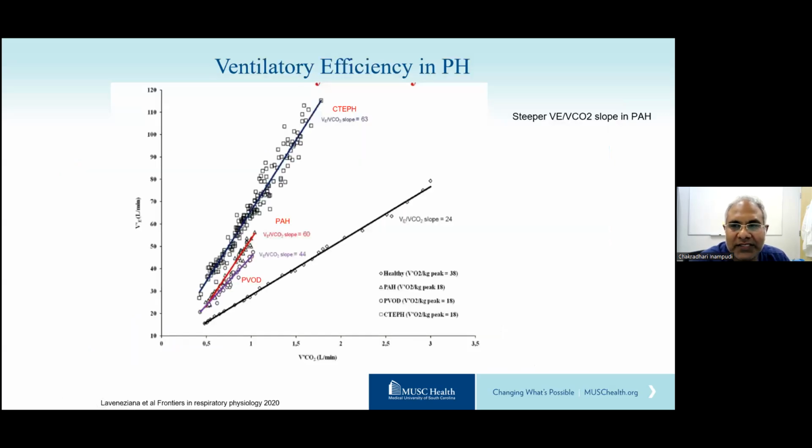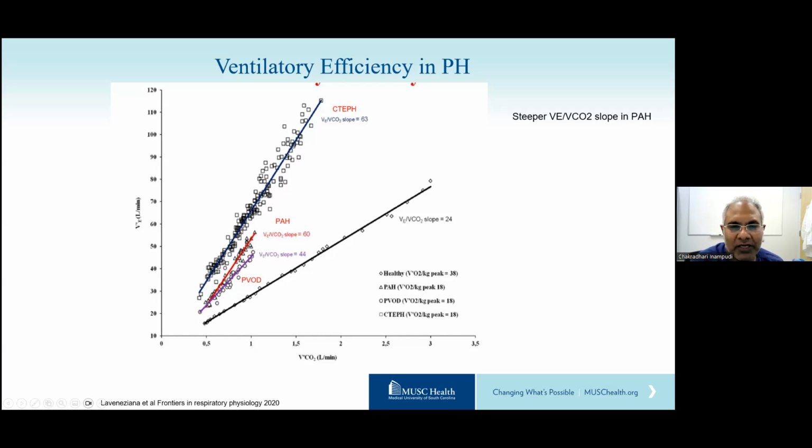When looking at the VCO2 slope, this is an example that provides us an understanding. As you could see here, this slide demonstrates the normal VCO2 slope of less than 30, as I mentioned before. And this is a patient who's got a normal VCO2 slope of 24. And different depictions of patients who had pulmonary arterial hypertension, pulmonary veno-occlusive disease, and chronic thromboembolic pulmonary hypertension, as you could appreciate the very steep VCO2 slope in CTEPH.